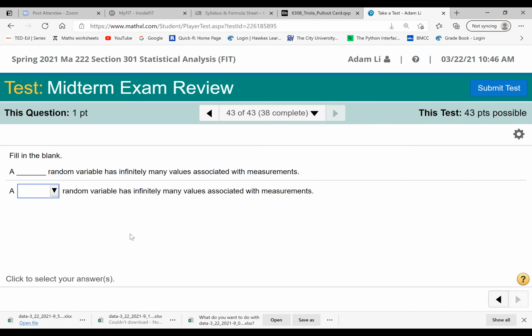Question 43. Okay, so last question. What kind of variable has infinitely many values associated with measurement? We call this continuous random variable, right? Only continuous random variable has infinitely many values specified in a given interval associated with different measurements. Okay.